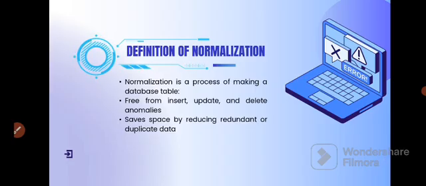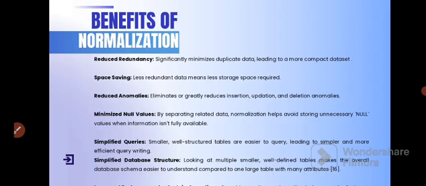So, the definition of normalization: normalization is the process of making a database table free from insert, update and delete anomalies, and saving space by reducing redundant or duplicate data. What are the benefits of normalization? Reduced redundancy, which means minimizing the duplication of data. When we talk about normalization, it is not ensured that it completely removes the redundancy. It removes the duplicate data, but it won't completely remove the redundancy.